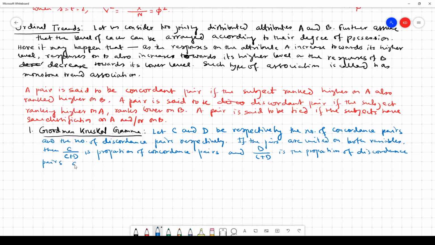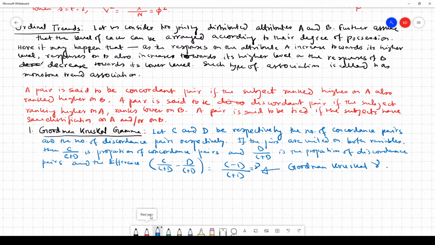The difference C by C plus D minus D by C plus D, which is equal to C minus D by C plus D, is termed as Goodman-Kruskal gamma. And we denote this by gamma.